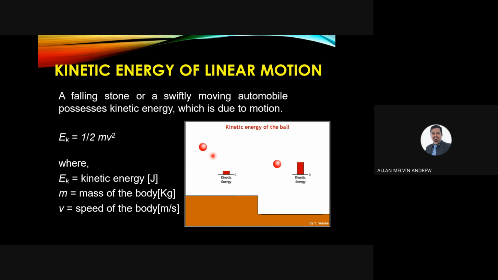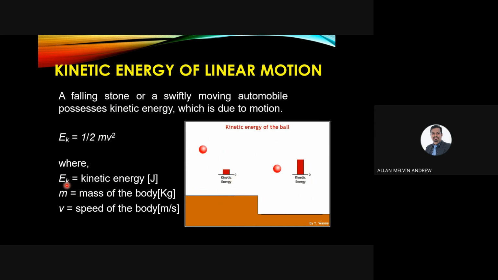So let's say a stone is falling or a ball is falling. You can see as it goes down, the velocity increases and the kinetic energy increases. Same height, but it is dropping further, so you can see this kinetic energy is more than this kinetic energy. So it's related to gravity as well.